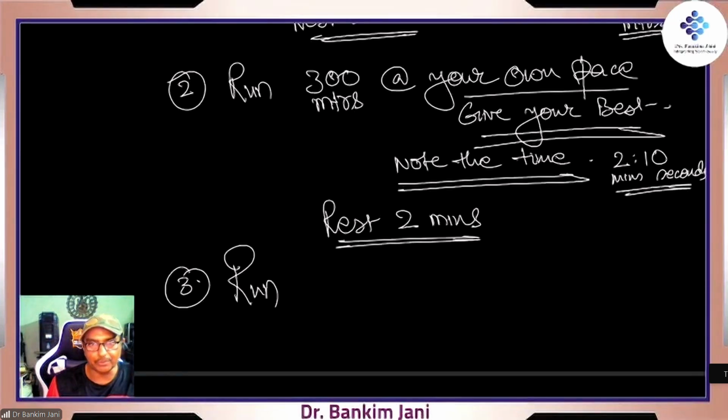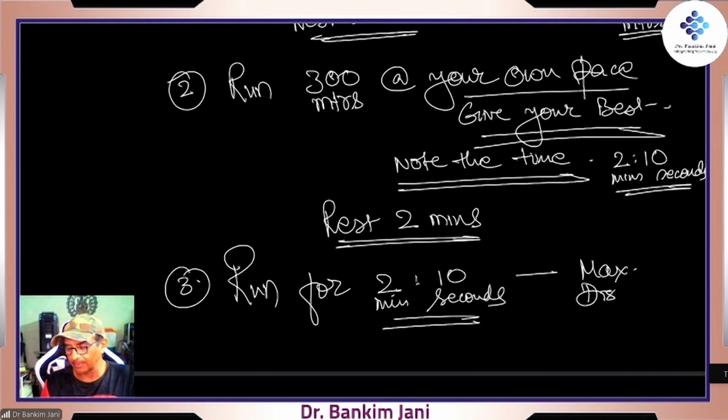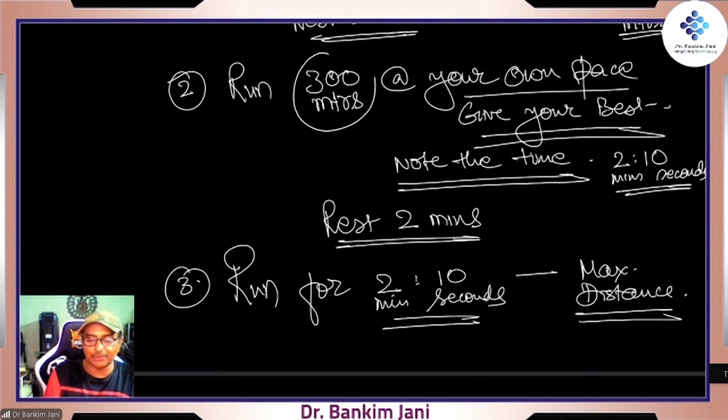Now it comes to zone 3. Zone 3 means level 3. Right? Run for 2 minutes 10 seconds, the max distance you can cover, maximum distance. Because over here you were covering 300 meters in this much time, but it is the combination.